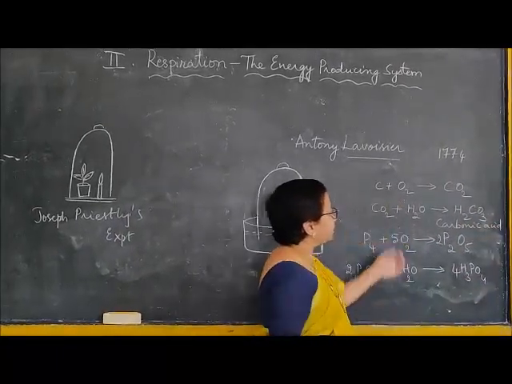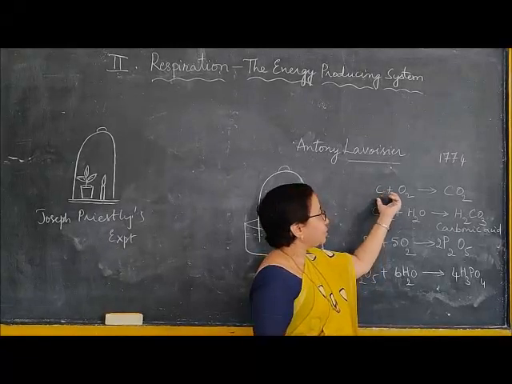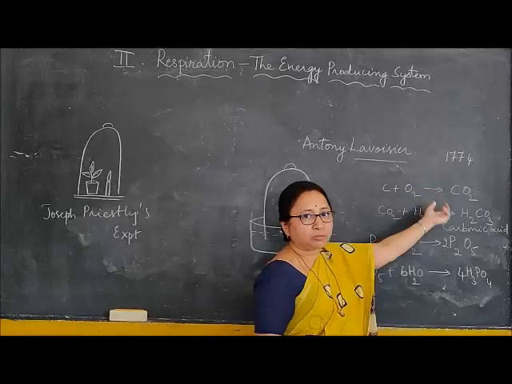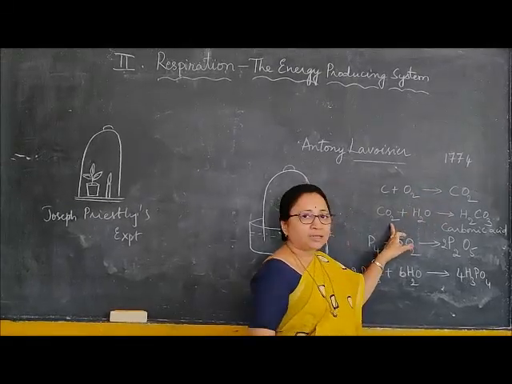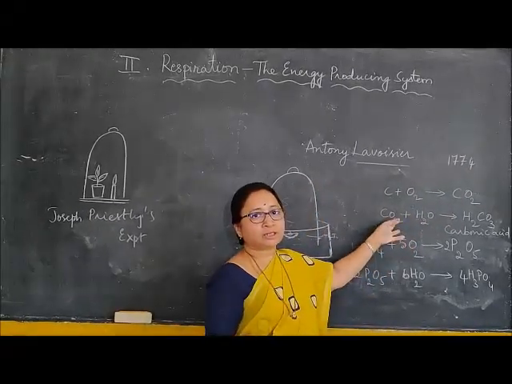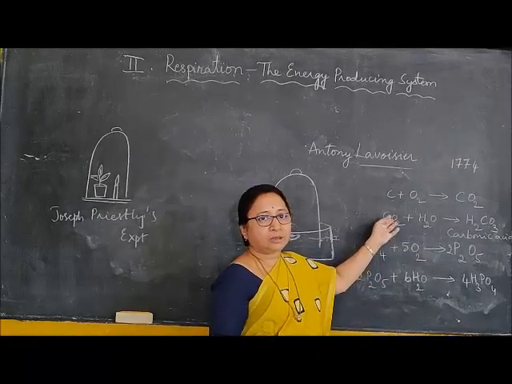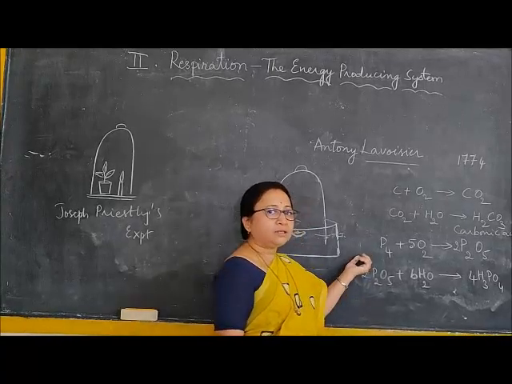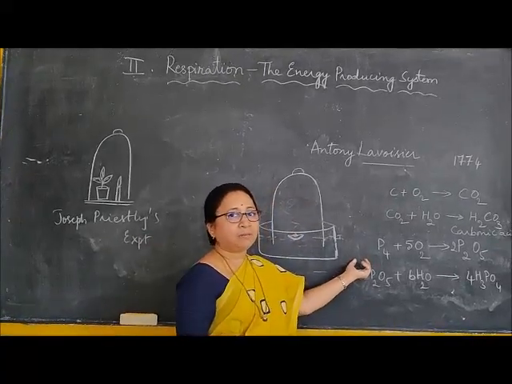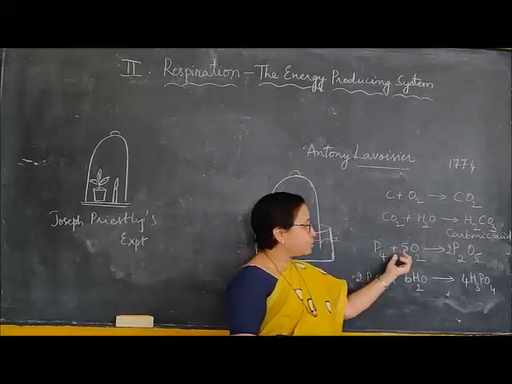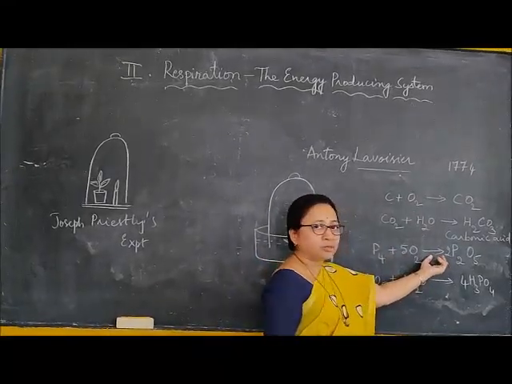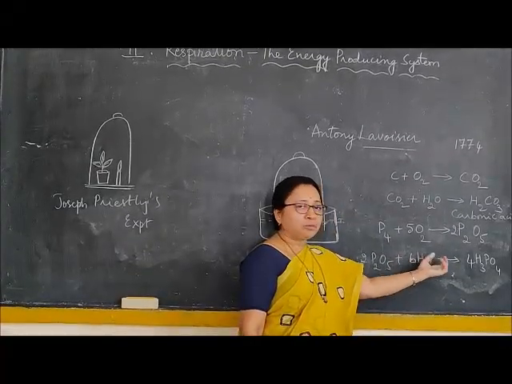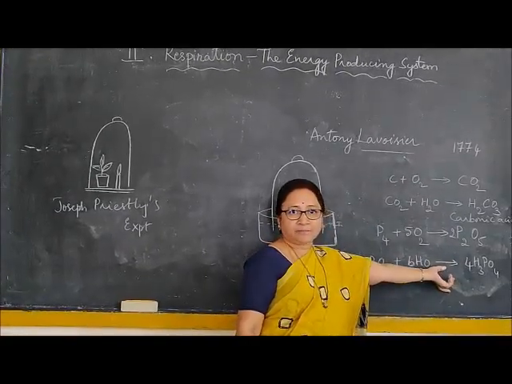When he tested the dense fumes produced by burning the charcoal powder, they could change the lime water into milk. And the carbonic acid, when tested with blue litmus, turned it red, indicating it is an acid. Later on, he tested the same activity with phosphorus. When phosphorus burns in the air, it produces phosphorus pentoxide.